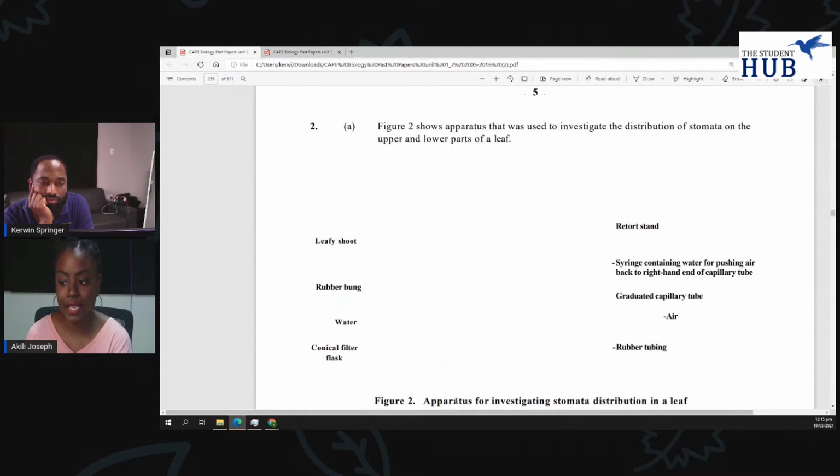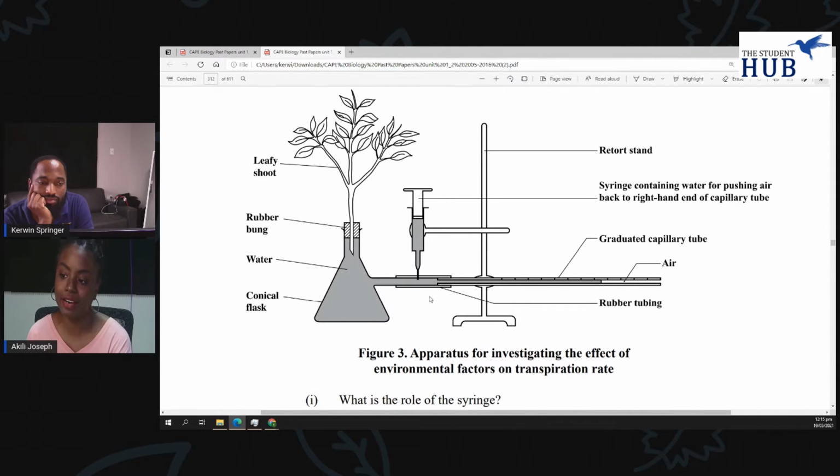Let's look at the caption here. The caption for the image is figure 2, apparatus for investigating stomata distribution in a leaf. However, they use the same diagram for a different experiment the following year, saying apparatus for investigating the effect of environmental factors on transpiration rate, right? So we know this setup as the potometer setup, and we are accustomed to using this setup for investigating the effects of environmental factors on the transpiration rate. But we are not so familiar with using the same setup for looking at stomata distribution.